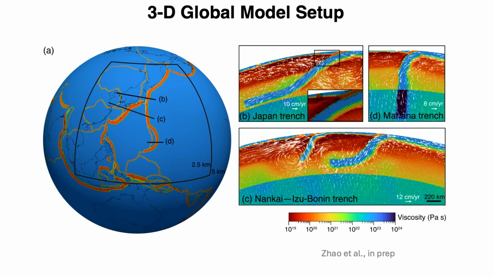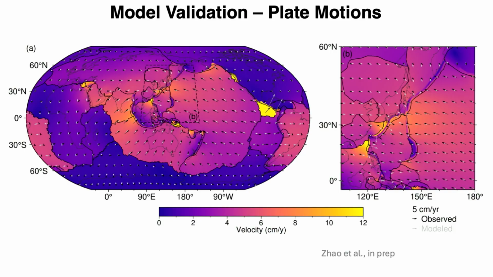And as we get these models, the first thing is to test our models against the observations. The first one is the plate motions. Here we compare our modeled and observed plate motions using these gray and black arrows. We can see on the left side a good global match, and in our focus region, the Western Pacific, shown in this right side figure, both the direction and the magnitude of the plate motions are well reproduced.